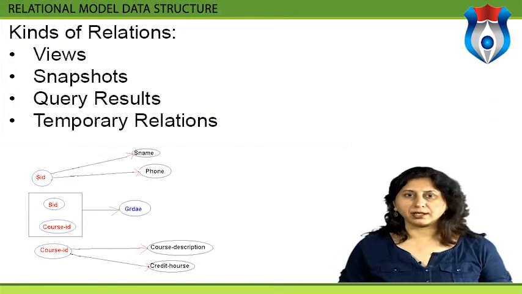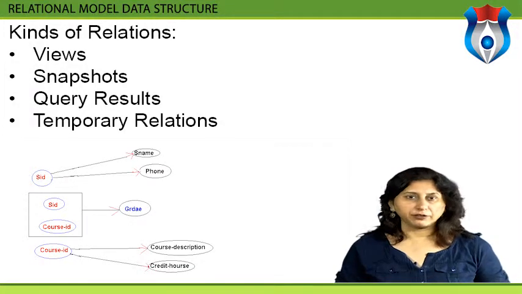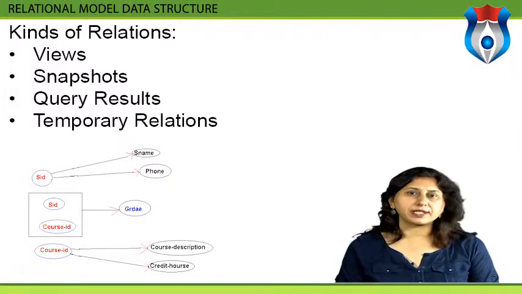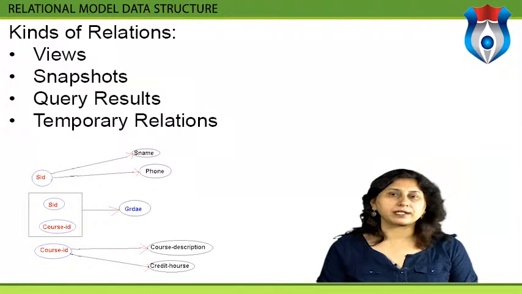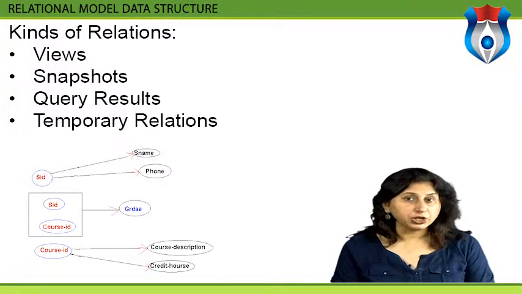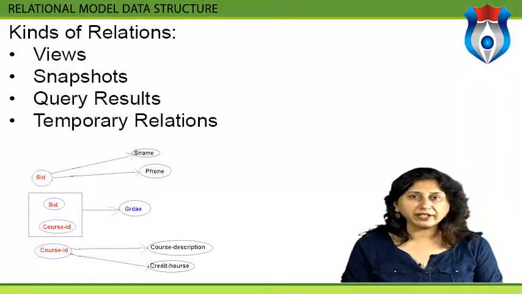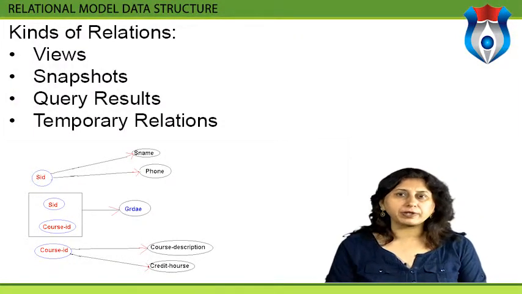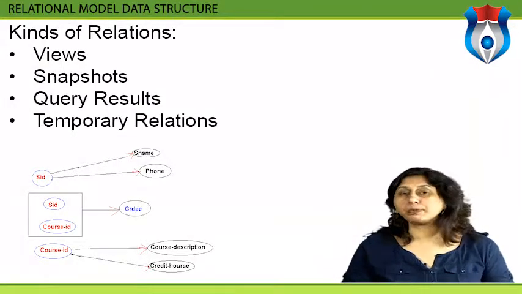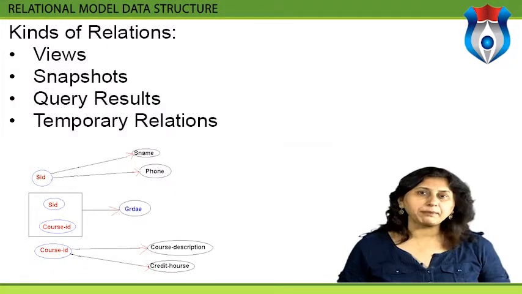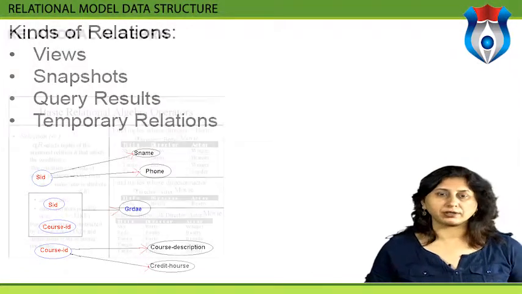Base relations: the real relations, called base tables in SQL. Views: the virtual relations. A view is a named derived relation. Snapshots: a snapshot is a real, not virtual, named derived relation. Query results: the final output relation from a specified query. It may not be named and has no permanent existence. Temporary relations: a non-permanent named derived relation.